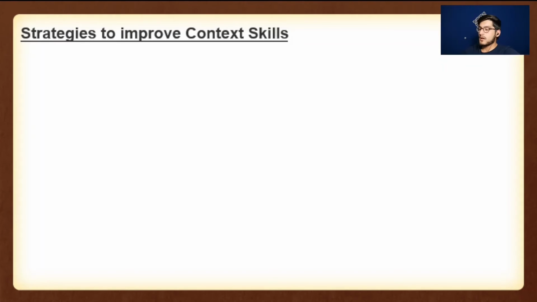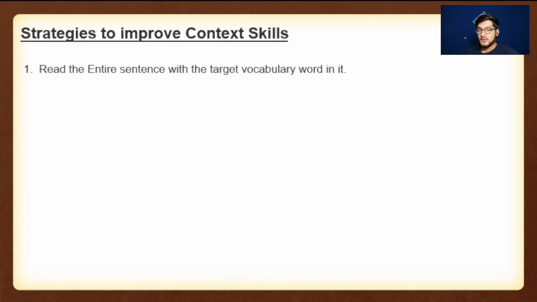And here we are going to talk about the strategies on how we can improve the vocabulary in context skill. The first, we should read the entire sentence with the target vocabulary word in it. When we are seeing a highlighted word, we should read all the sentence words, not only a word or two or three words around it. We should read the complete sentence. Why? Because there are sometimes some words from the beginning or from the ending of a sentence related to that highlighted word. So we need to read the entire sentence for understanding and making a better comprehension of that context.